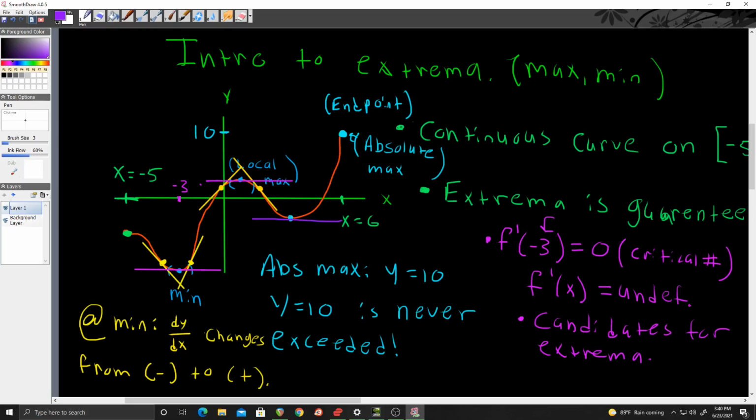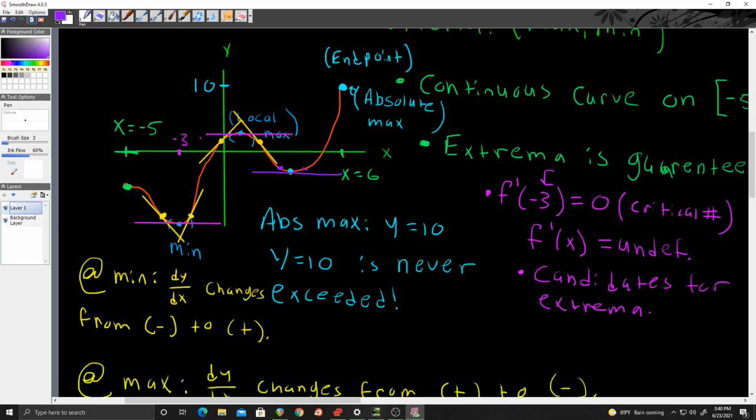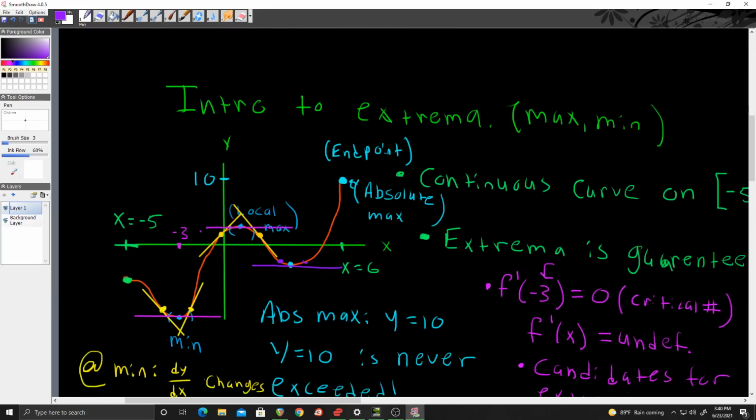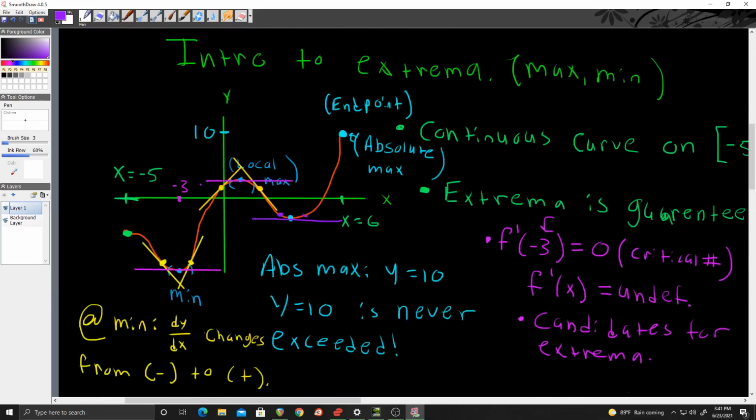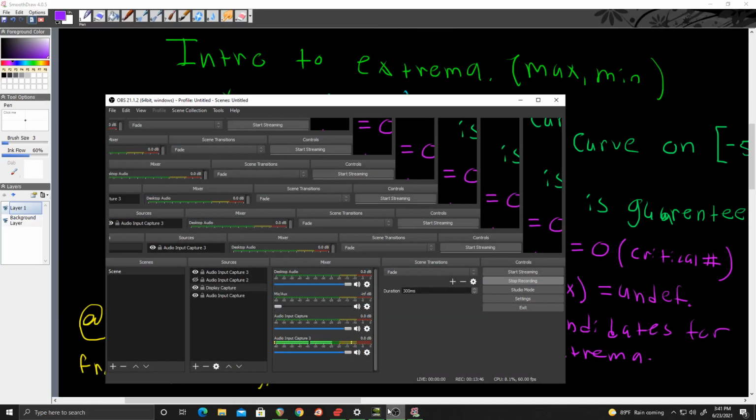Okay? It's a minimum, so to the left, our slope is negative. To the right, our slope is positive. Slope went from negative to positive, therefore, we have a minimum. Okay? Very, very cool. Let us see how much time has passed.